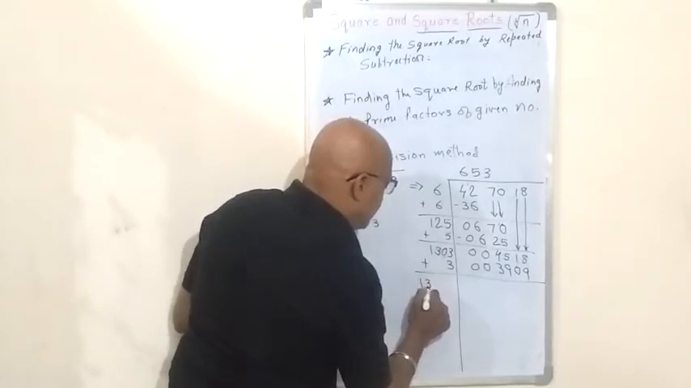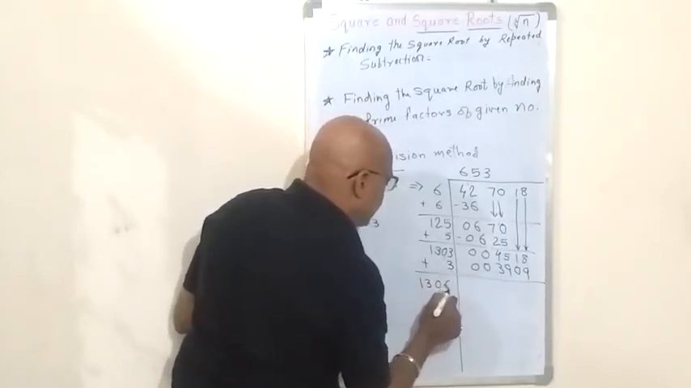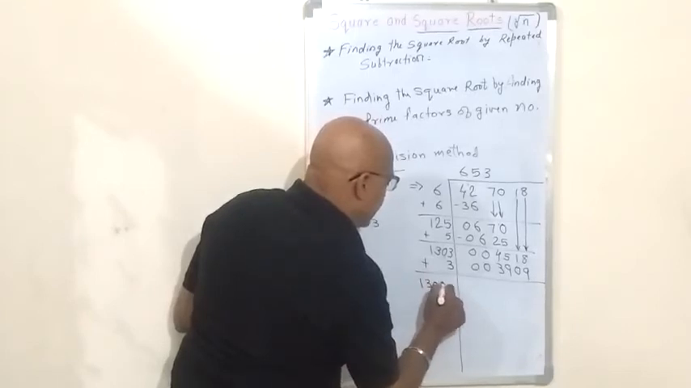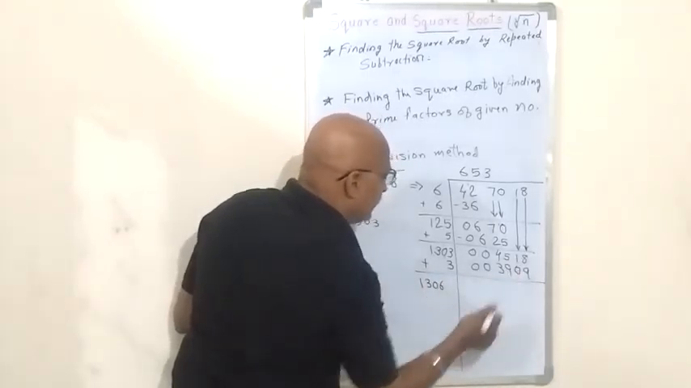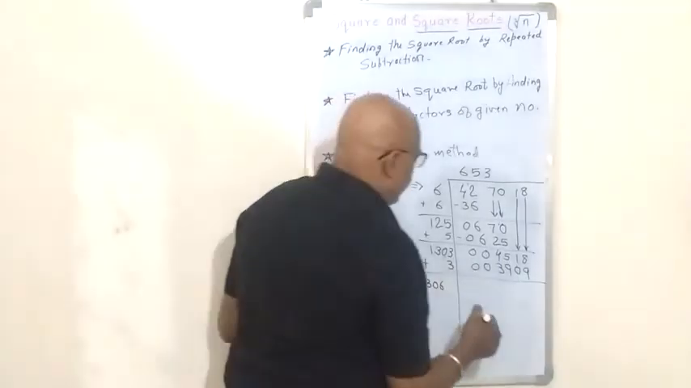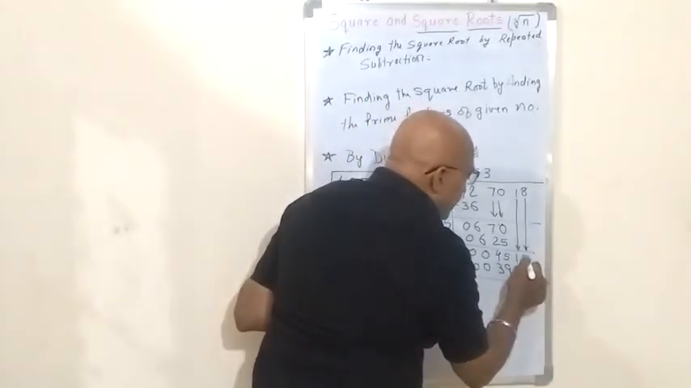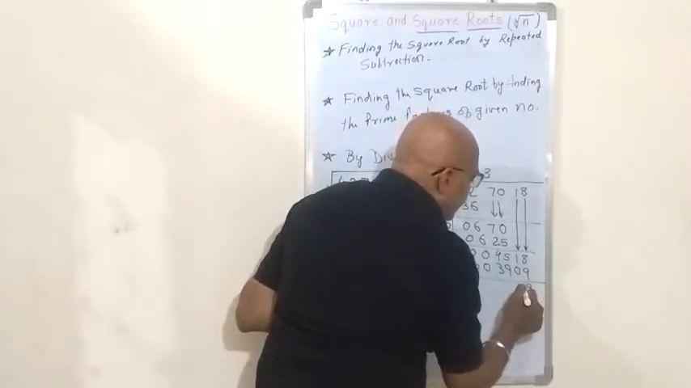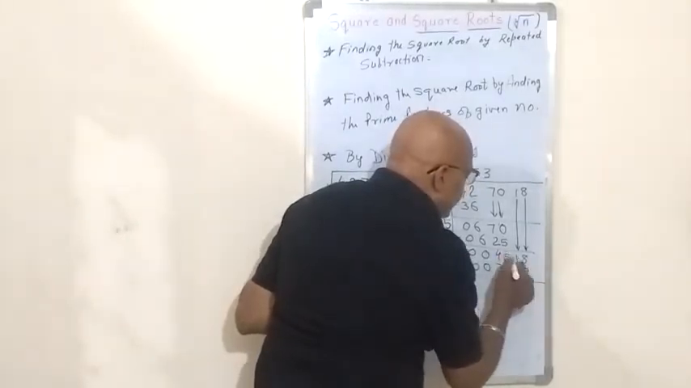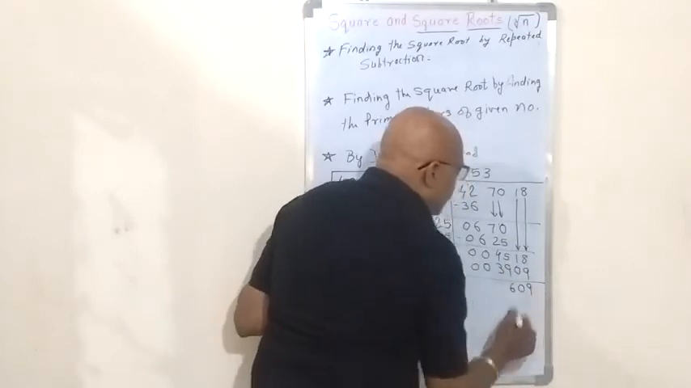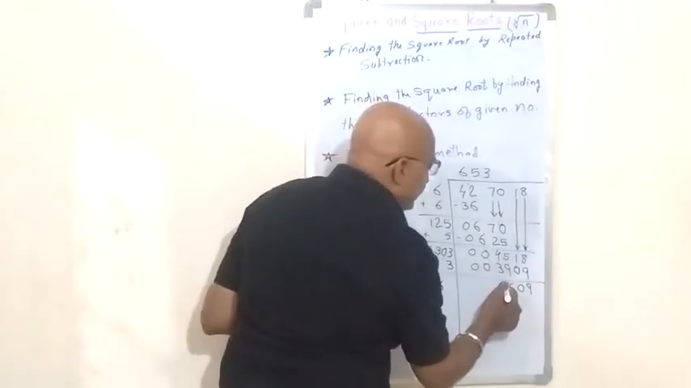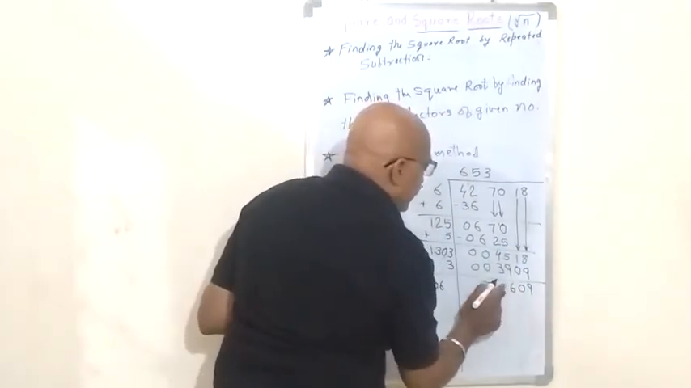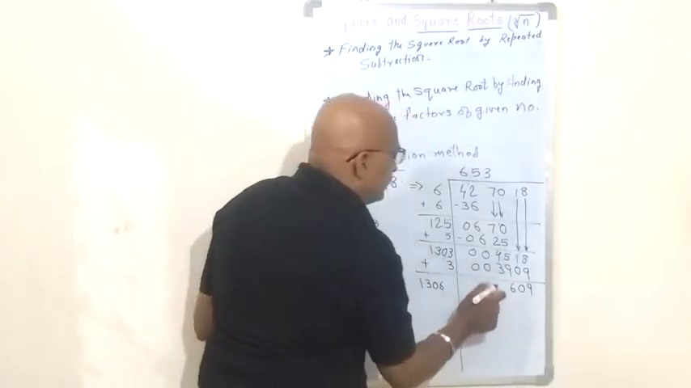1 3 0 6. Now why am I leaving this place? Because here we are going to get some remainder. That's why. So 18 minus 9 is 9. 0 minus 0 is 0. 15 minus 9 is 6. And 3 minus 3 will become 0. If you don't write this, still it works.